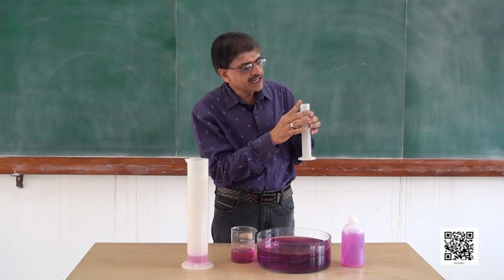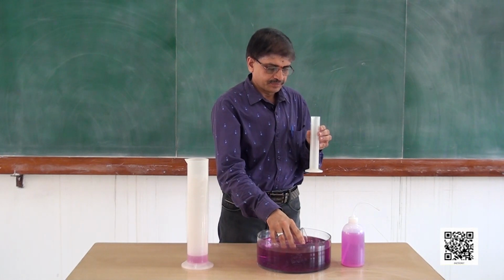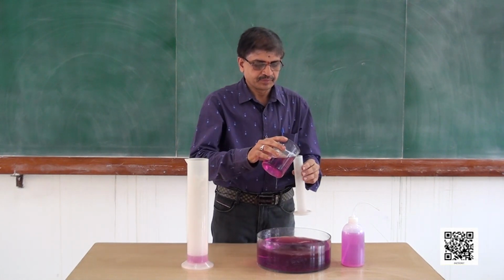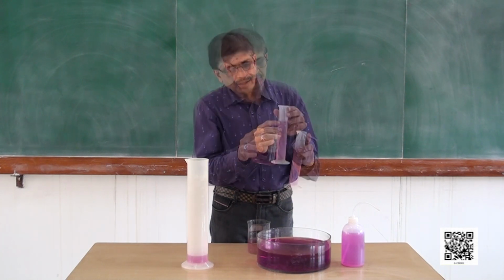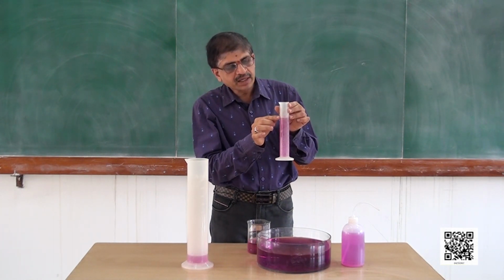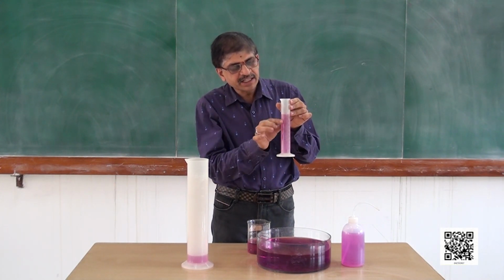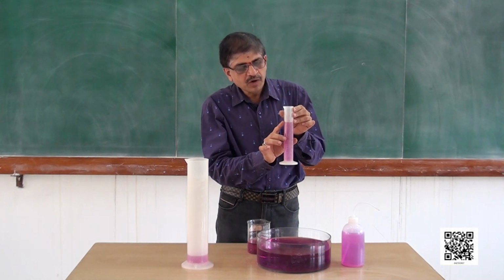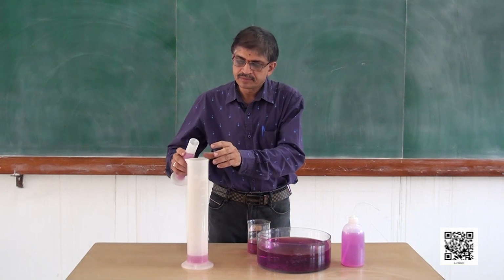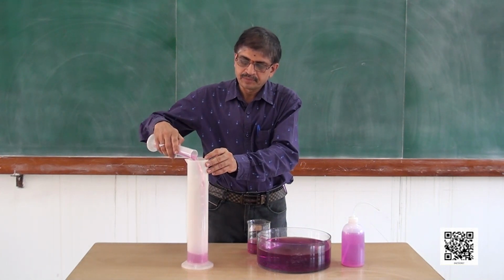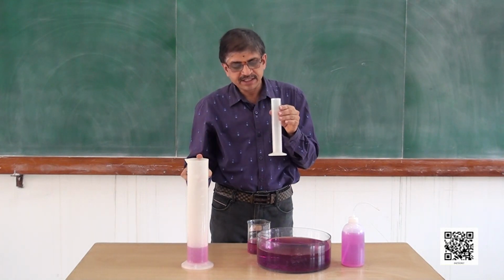Again, we fill this 100 milliliters measuring cylinder with water. Children, again observe here, water level reached 100 milliliters. So, 100 milliliters of water is present in this measuring cylinder. We now pour this 100 milliliters into this 1000 milliliters. Please remember, we have poured twice.